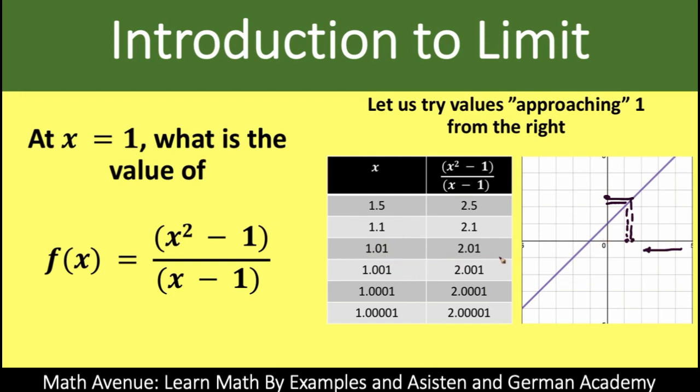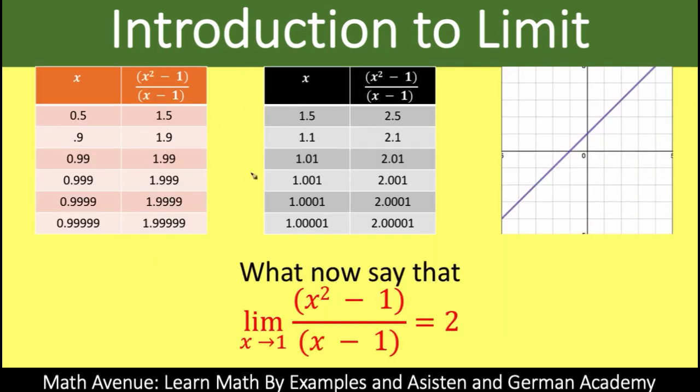At 1.01, the y value is 2.02. And at 1.00001, the y value is 2.00001. So this value is now very, very close to 2. Let's take those two observations where our x value is coming from the left and coming from the right towards x equals 1 in the next slide. So this is now what we got. Coming from the left, the limiting value is 2. Coming from the right, the limiting value is also 2.